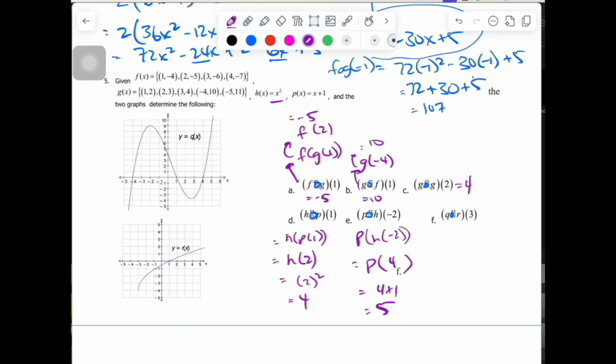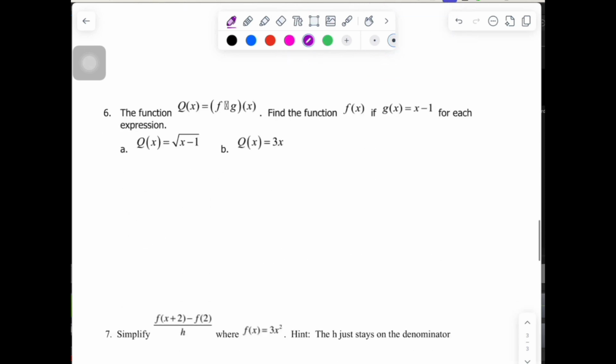And finally, the last one is q of r of 3. So r at 3 produces 1. So this is q at 1. And then q at 1 is this value here, which is equal to 0. And so whether we have tables or equations or graphs, we can find this composition of functions.